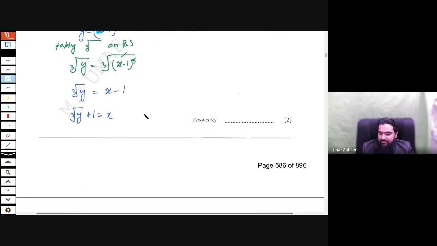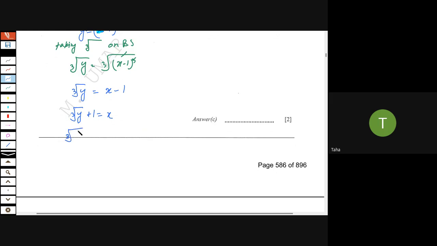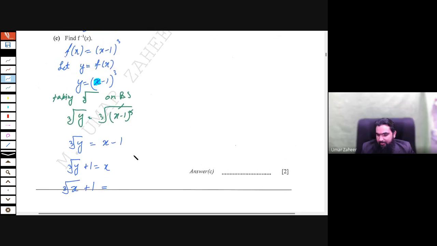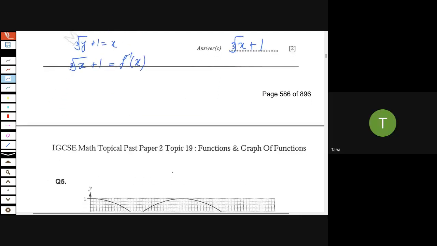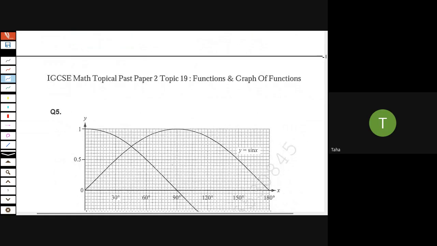What do we have to do at the last step? We just substitute the value. So the inverse of f is equal to the cube root of x plus 1, and y will be replaced with f inverse of x. So f inverse of x is the cube root of x plus 1.